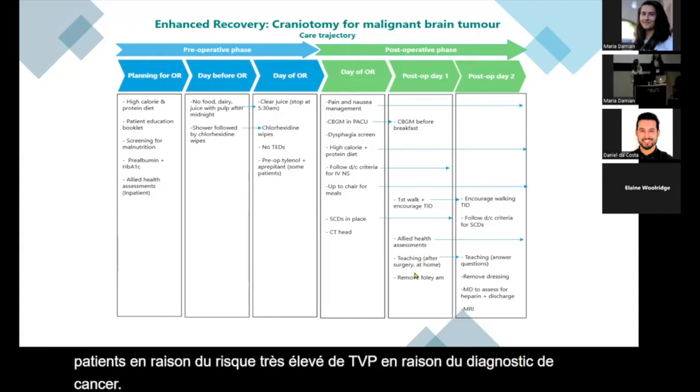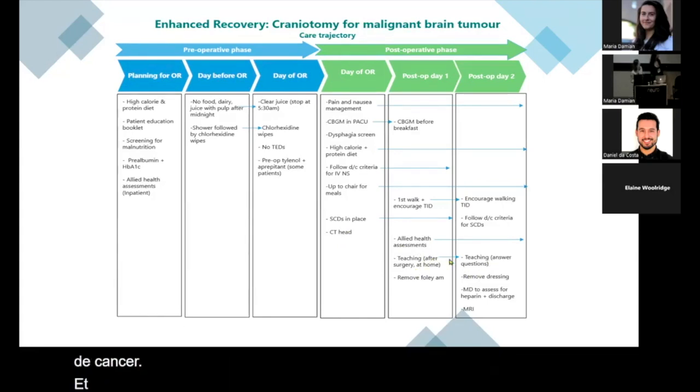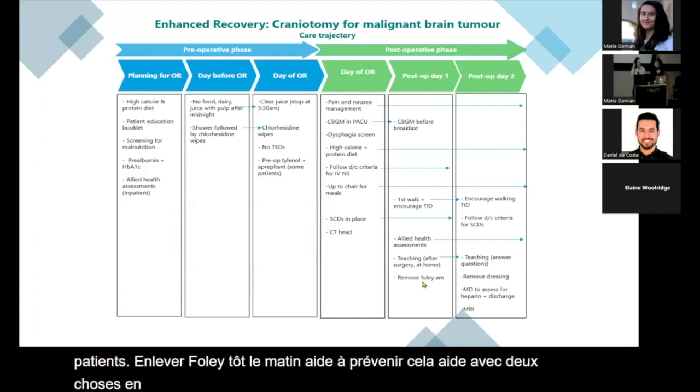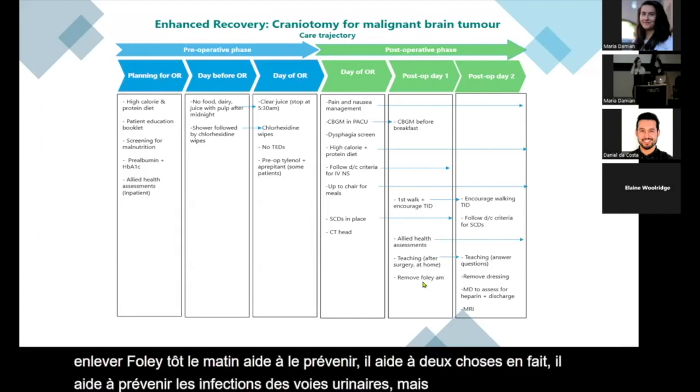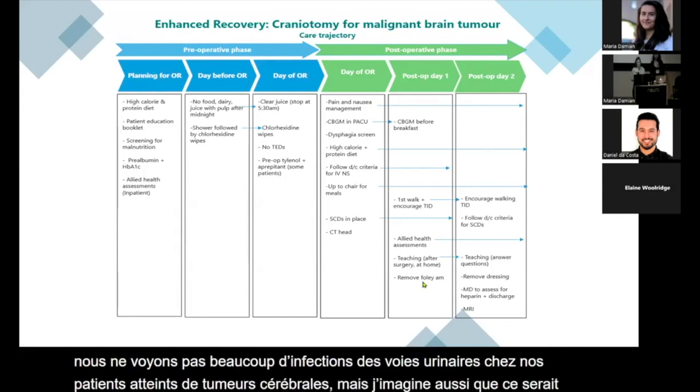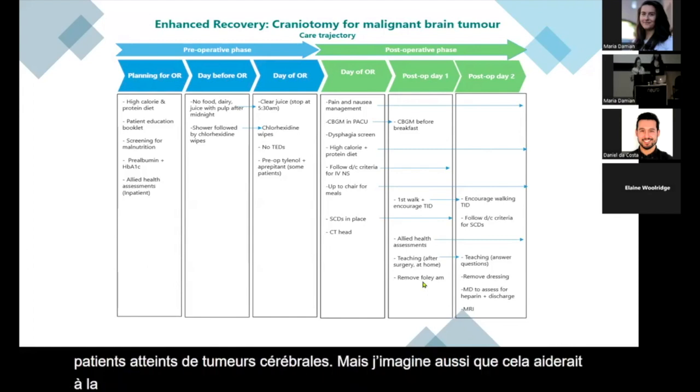And continued on, there's some teaching in the patient education booklet. Removing the Foley in the early morning helps with 2 things actually. It helps to prevent urinary tract infections, but we're not seeing a lot of urinary tract infections with our brain tumor patients. But I also imagine it would help with early mobilization, right? The fewer things, the better.